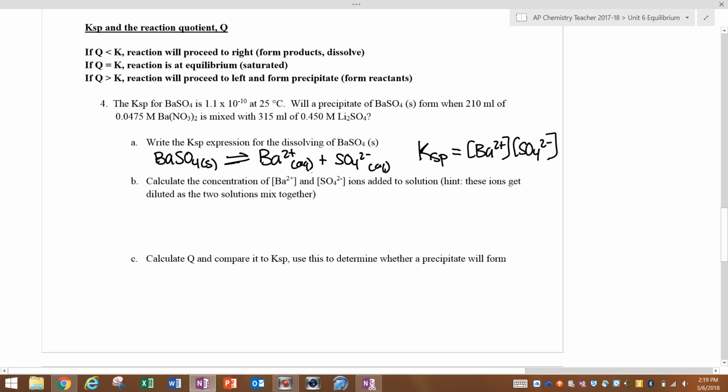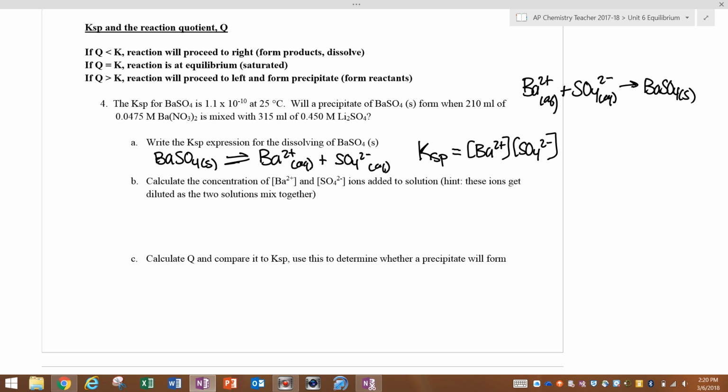You might notice that my dissolving reaction is actually the inverse of the precipitation reactions we've written before. So it's basically the opposite of a precipitation. Now let's figure out the concentrations of barium and sulfate ions. And you might say, wait, why is she asking me to calculate that? Aren't I given the molarity?